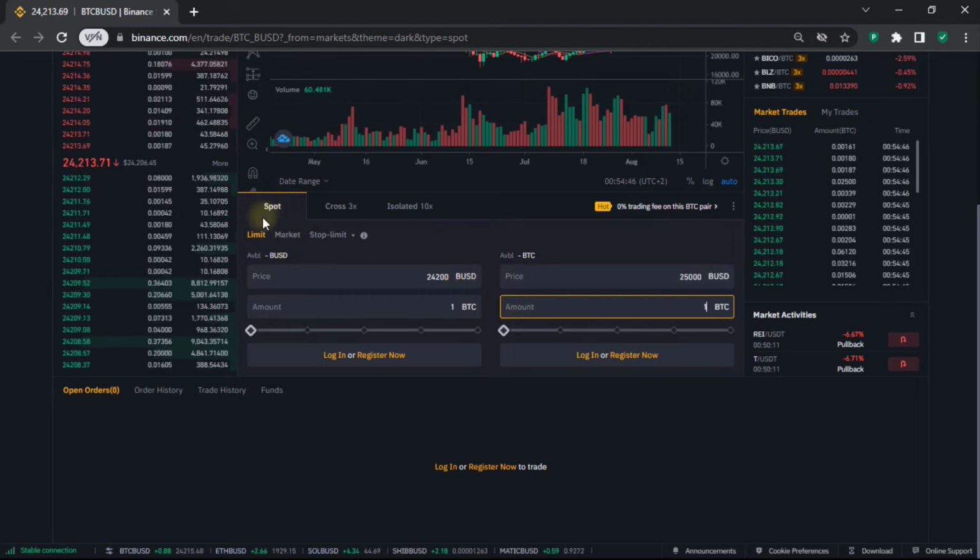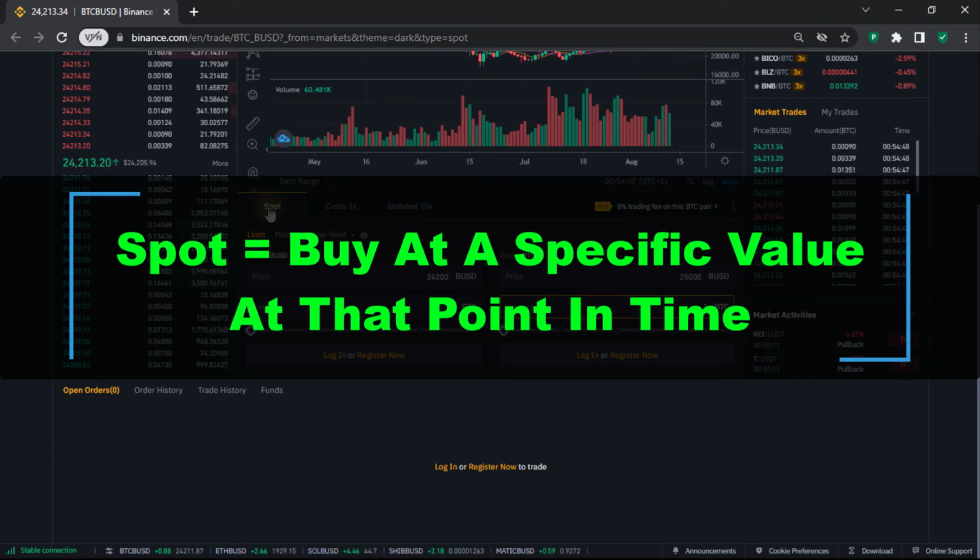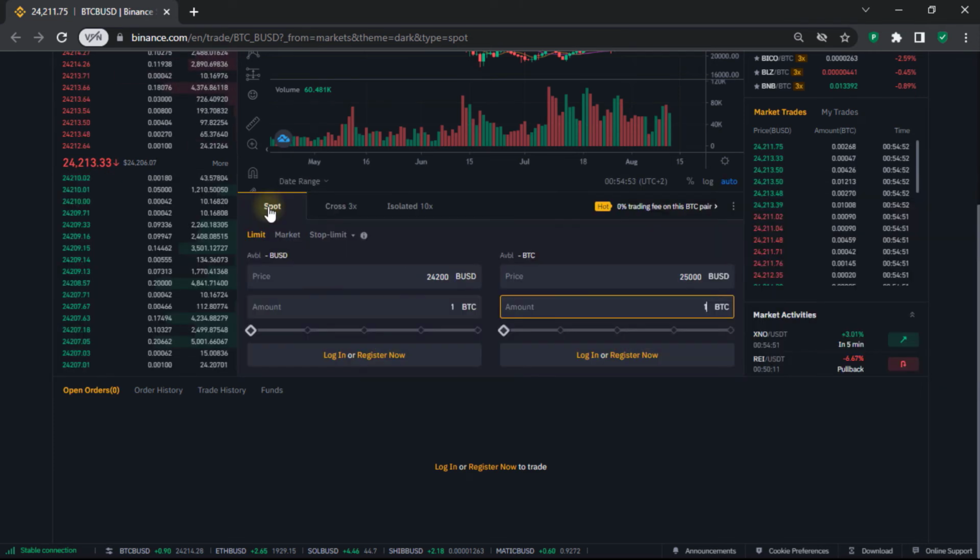Notice that this is spot. So spot means I am buying something at that given price at that point in time. So if it's a $25,000 Bitcoin, I'm buying 1 Bitcoin at $25,000.